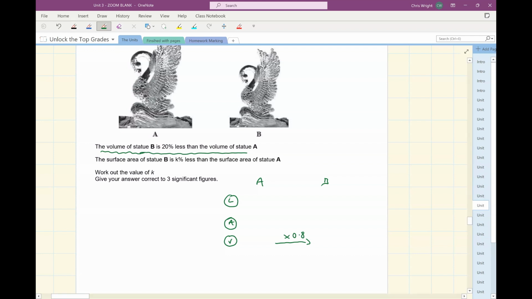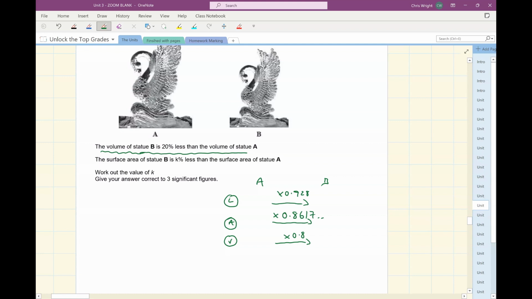So the minute you know that, you can work out the linear scale factor, which is going to be the cube root of 0.8. So the linear scale factor is 0.928 and so on. And the area scale factor will be that number, the linear scale factor, squared. So the area scale factor is 0.86 to 2 decimal places. In fact, let's just do 0.8617. There we are. That's going to be loads of accuracy.